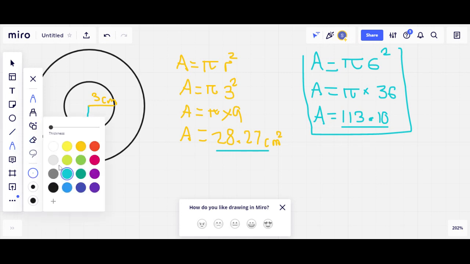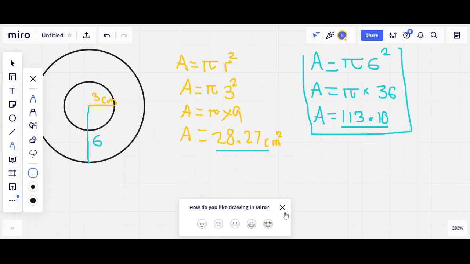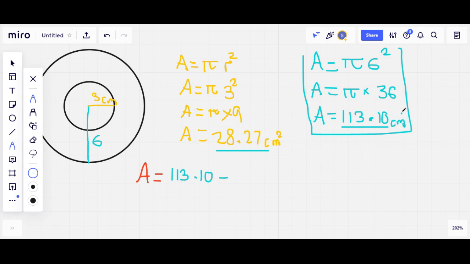So when we're looking at our ring, let's use red for our ring. We've got area is equal to 113.10 minus, or that just should have centimeters squared here. It's important to keep our units. So we've got our area for our ring is equal to 113.10 minus 28.27.